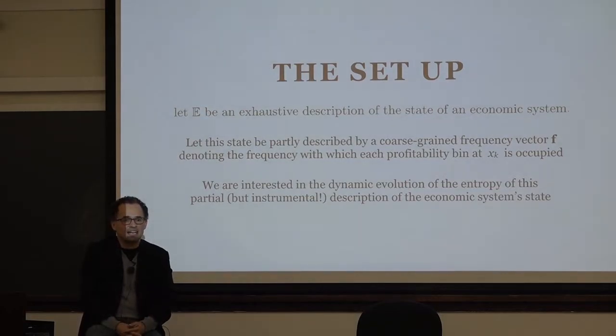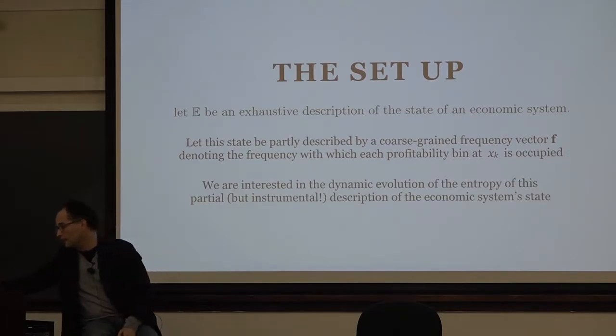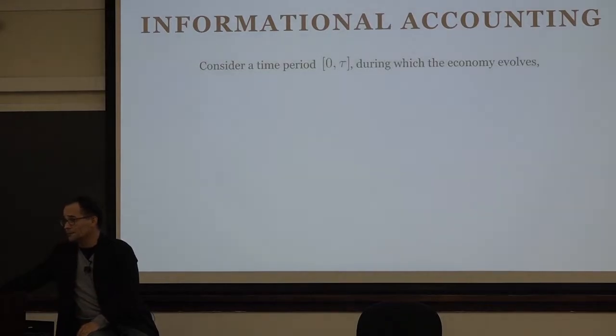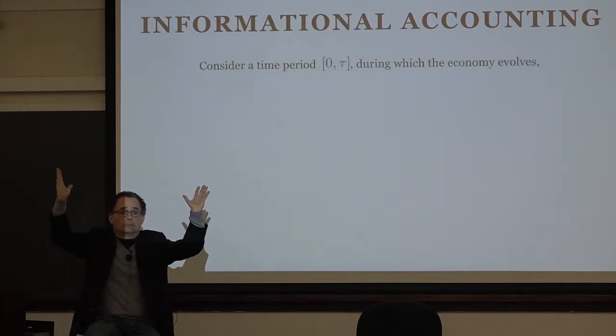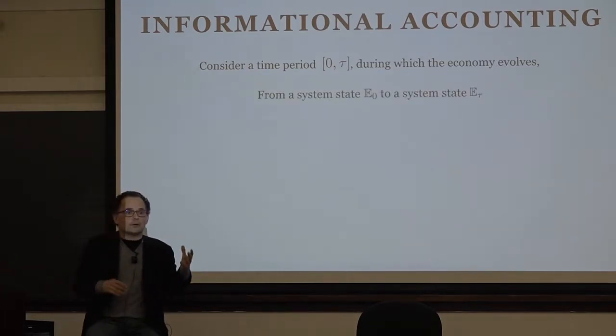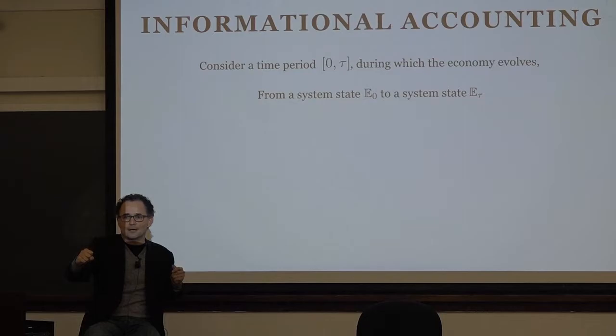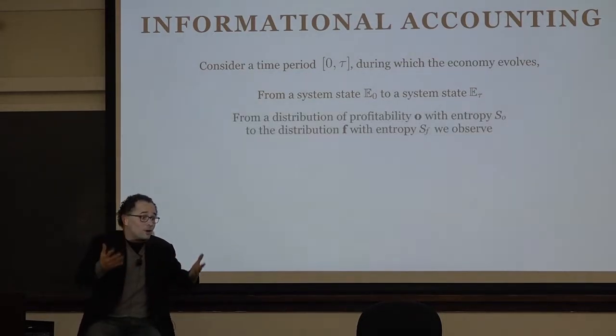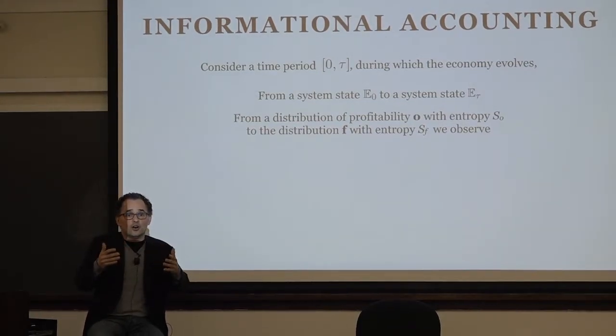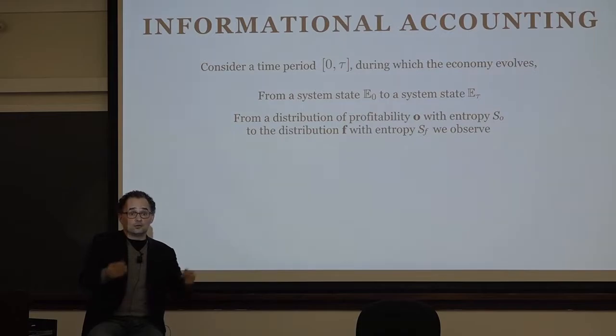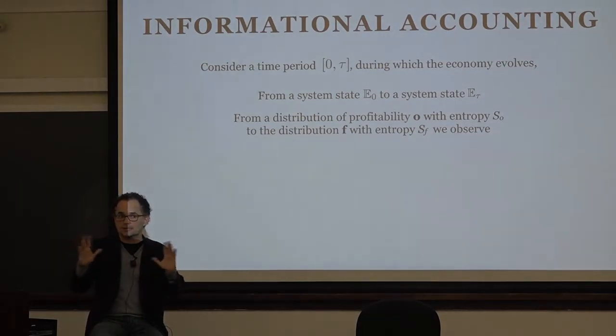Second step, let's consider the dynamic evolution of the entropy in the distribution of profitability. This is the informational accounting idea coming from the theoretical biologists and indirectly from Landauer and company. Okay, so let's look at that entropy and how it evolves over a time period, zero and tau. Between time zero and tau, we say the economy evolves from a state E0 to a state E tau. And as a part of that movement from E0 to E tau, the distribution of profitability moves from a histogram vector O that has an entropy S_O, original, to a final distribution F with an entropy S_F.